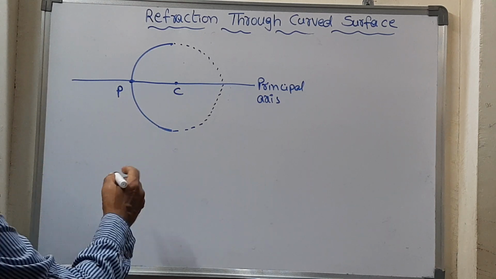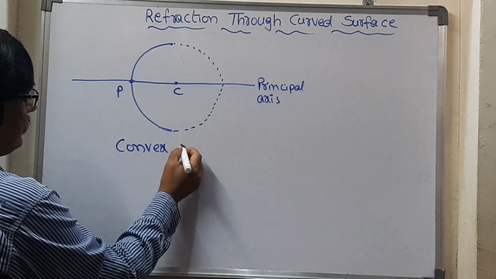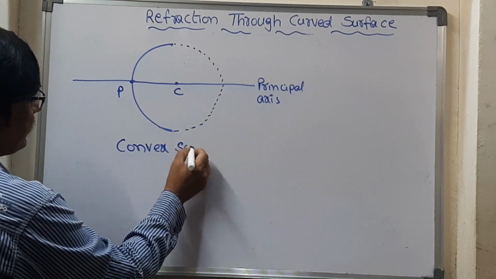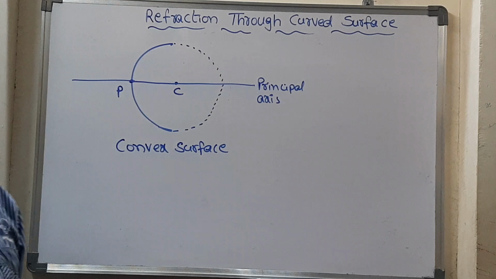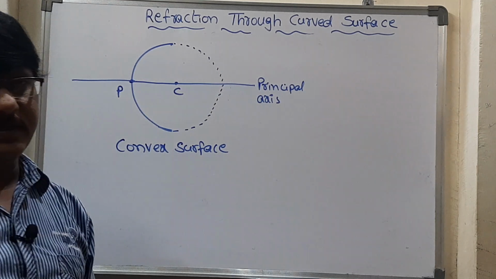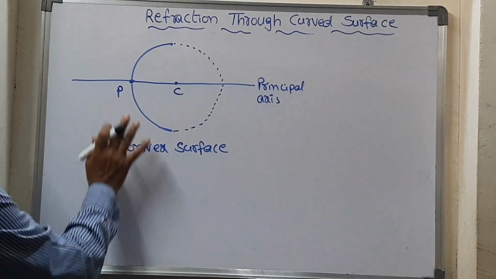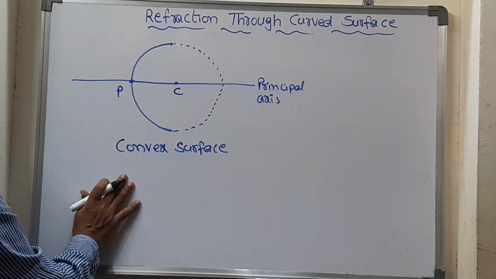So this is what we are calling a convex surface, not a convex mirror, a convex surface, also called a convex transparent surface. Okay, that's more relevant. Convex transparent surface. Now let us take different cases. Why is it called convex?